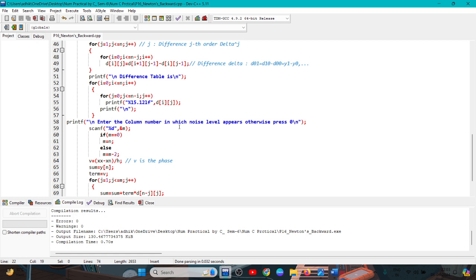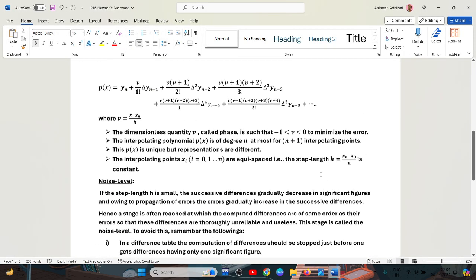Enter the column number in which the noise level appears, otherwise press 0. Scan m, enter the value of m where the noise level appears. What is the noise level? Already we discussed it in the previous lecture.